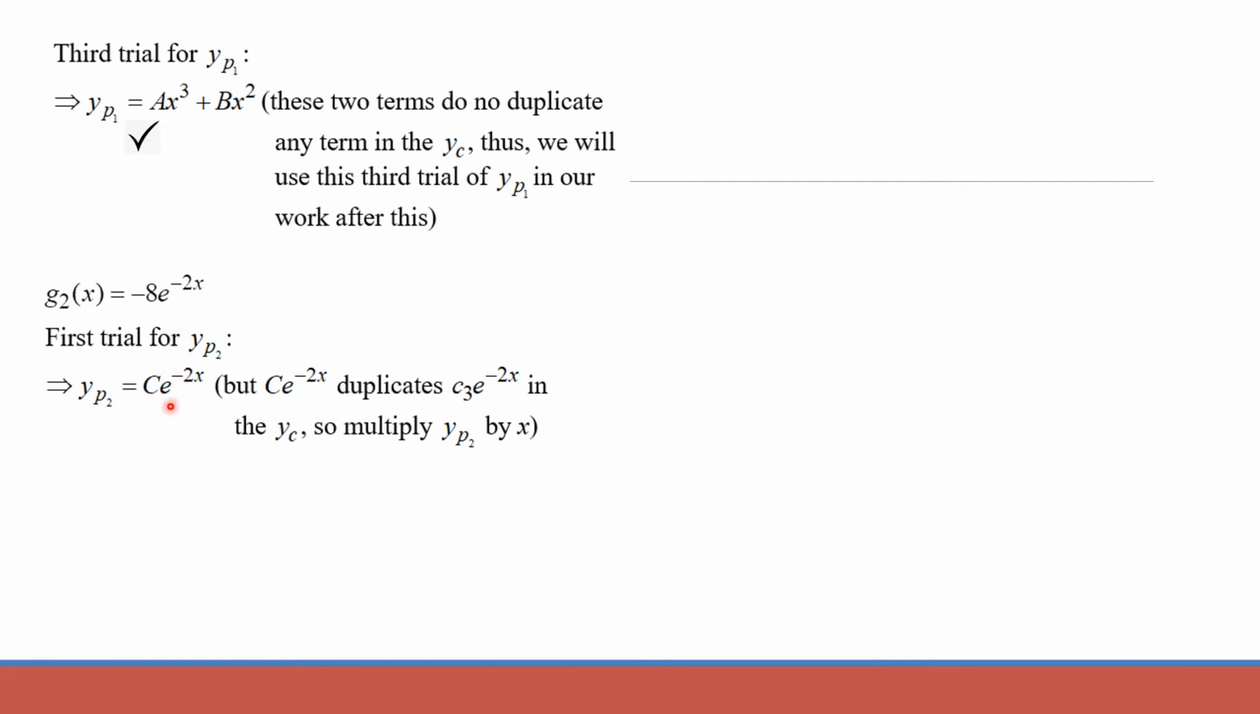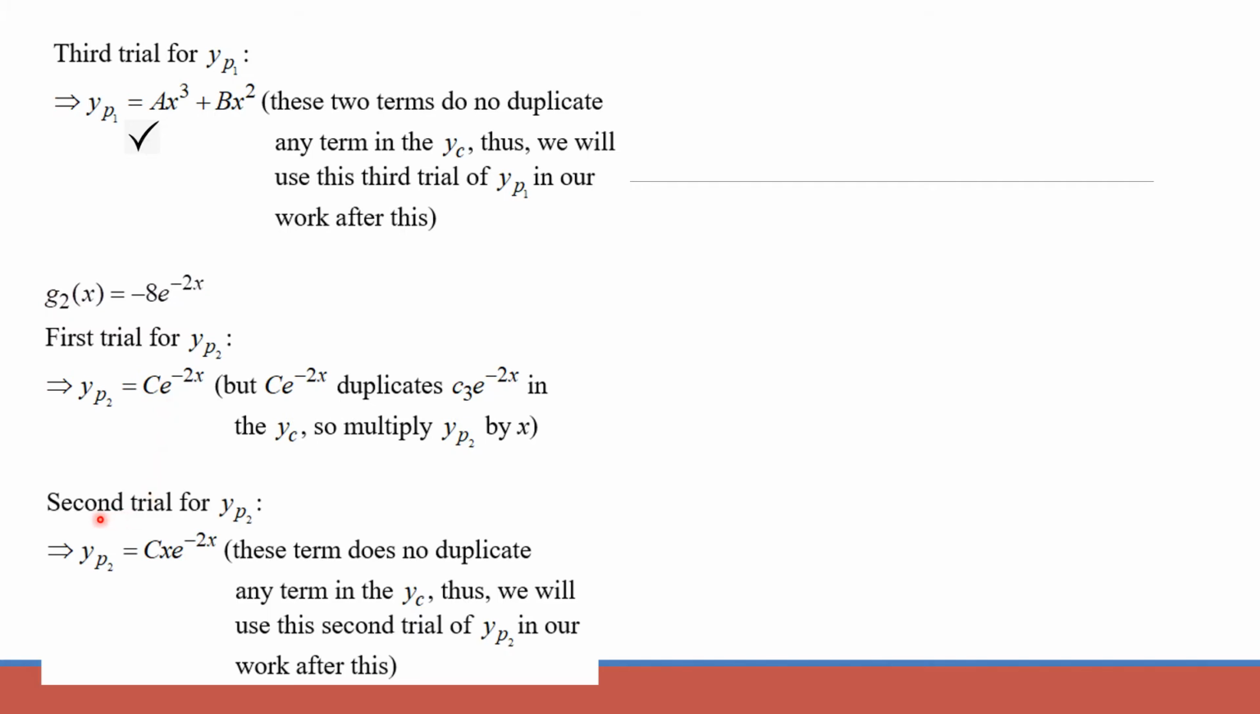Now we have to check, does this yp2 duplicate the term in the yc? Yes, if you check, notice that C e to the minus 2x has a similarity with a term in the yc, which is c3 e to the minus 2x. Even though here we call the coefficient C, whereas here the constant is labeled as c3, they have similar forms. So since there is a duplication between the yp2 and the term in the yc, therefore we have to multiply yp2 by x.